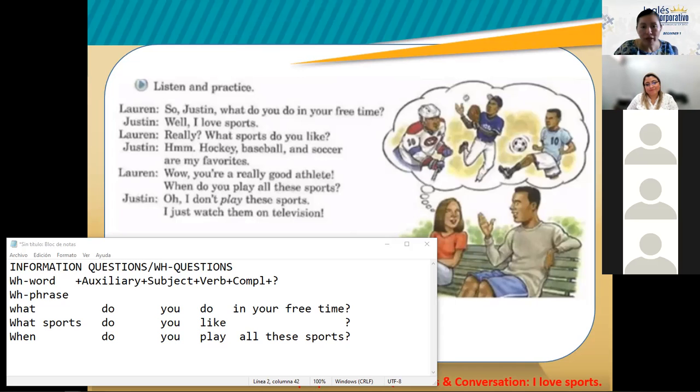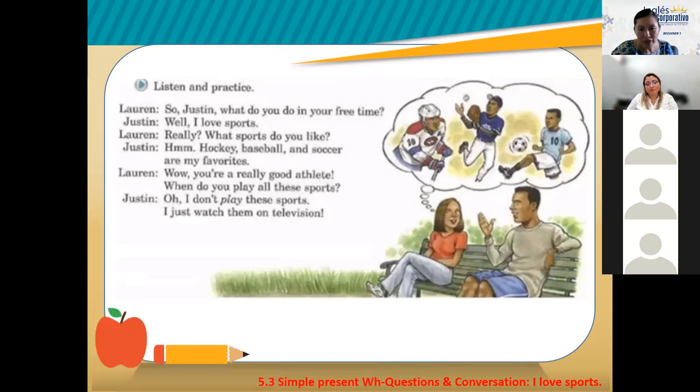En este punto me voy a detener, which is point three, 5.3, simple present WH questions in conversation. I love sports. And tomorrow we're going to continue with the topic. According to the schedule, I would say, right, today, tomorrow, and Wednesday, we're going to work in section five. And then on Thursday, we're going to check a little bit on the final exam.